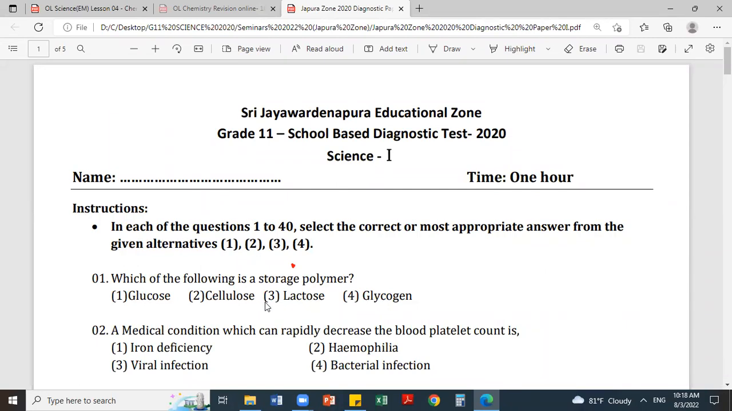In 2020, because of COVID, there was a diagnostic paper for the Japura zone students, both English medium and Sinhala medium. So I'll discuss this paper. We won't be able to complete this today. I'll discuss the first few MCQs now, and the rest I will discuss next week. There are 40 MCQs. Try to do this at home.